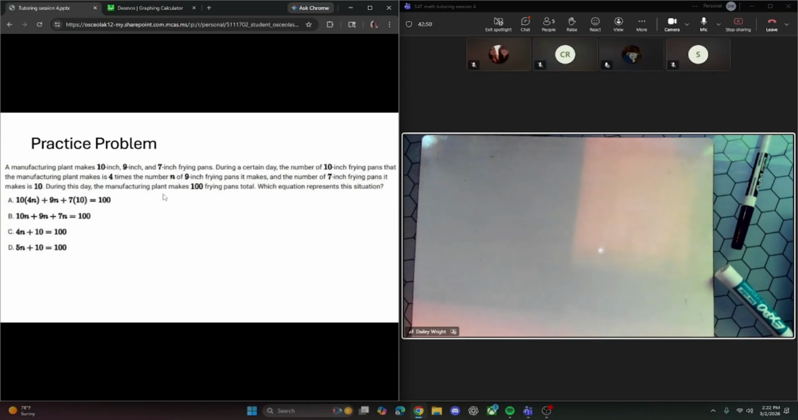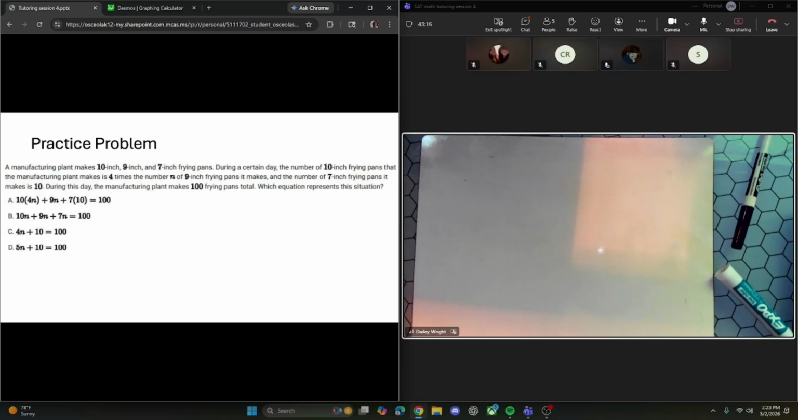A manufacturing plant makes 10-inch, 9-inch, and 7-inch frying pans. During a certain day, the number of 10-inch frying pans that the manufacturing plant makes is 4 times the number n of 9-inch frying pans it makes, and the number of 7-inch frying pans it makes is 10. During this day, the manufacturing plant makes 100 frying pans total. Which equation represents this solution?